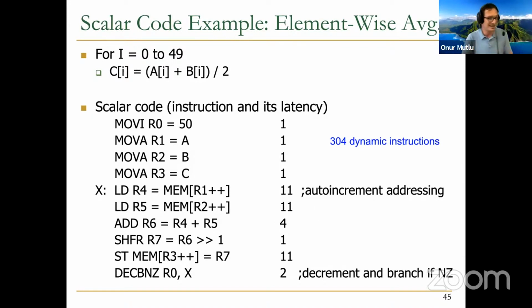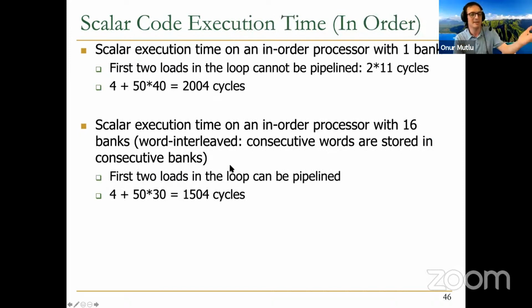You didn't need 16 banks for this. You needed only 2 banks, right? Because you're doing only 2 loads in the scalar machine. But I just use 16 banks over here. You can, of course, have anything more than 2 banks. So if you do that, you get 1504 cycles. So clearly, having 2 banks or 16 banks gave you 500 cycles at some cost. But it's not bad also.